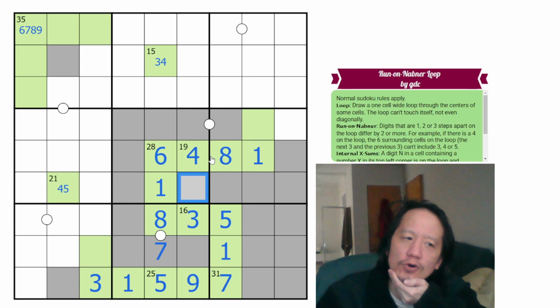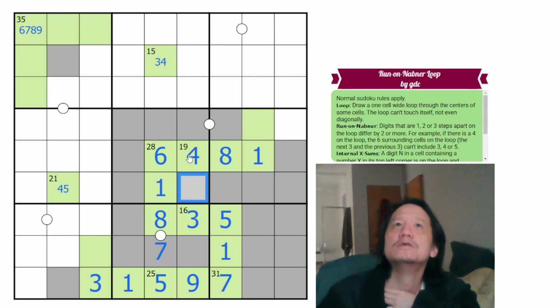If it's 4, it cannot contain a 3 or 5 with it. So if it's 4, it has to be 1 of 1 or 2. But the problem is it requires like a 6 and an 8 to be with it. Right? It cannot be 5 because then that would be 1 through 4 required. Pretty much. And therefore we have consecutive digits on the loop.